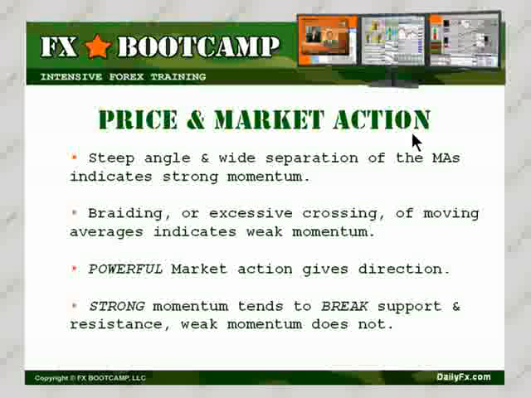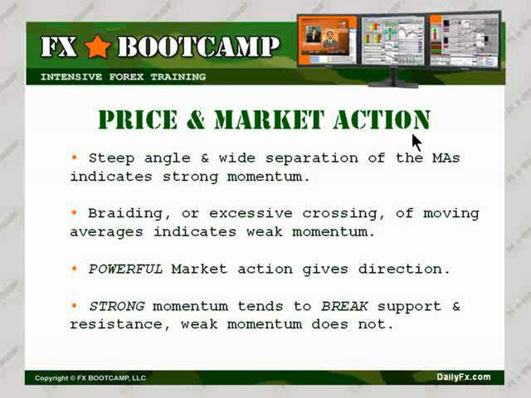Now, when you see a lot of crossing of the moving averages, that's called braiding. Like a girl's hair, one crosses over, and another, and another, cross, cross, cross. That's a sign of either weak momentum or a weak market. You don't know what's going on. You have no direction, no momentum. That's your opportunity to do two things: either lose money or not trade.